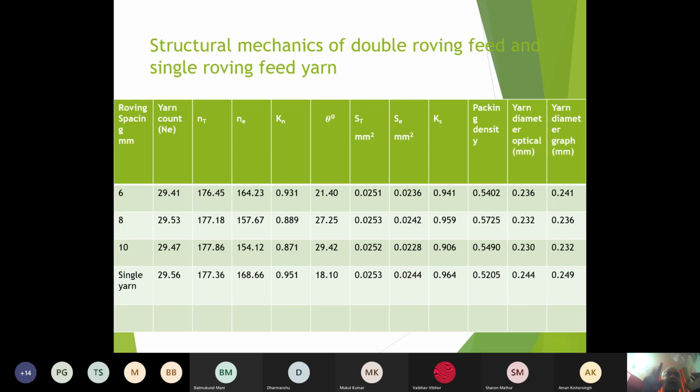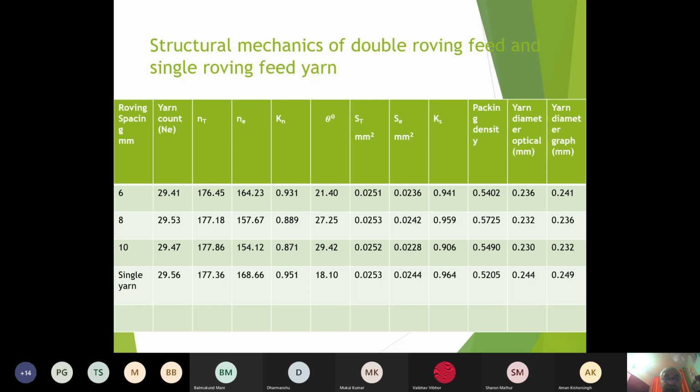But under some circumstances, in general, you will find that if you are increasing the number of fibers in the yarn cross section, yarn strength should increase. If I'm increasing the packing density of the yarn, yarn strength should increase. But not all the time, because there are other structural aspects influencing and not helping the same trend. For the time being, I will give you one typical case.